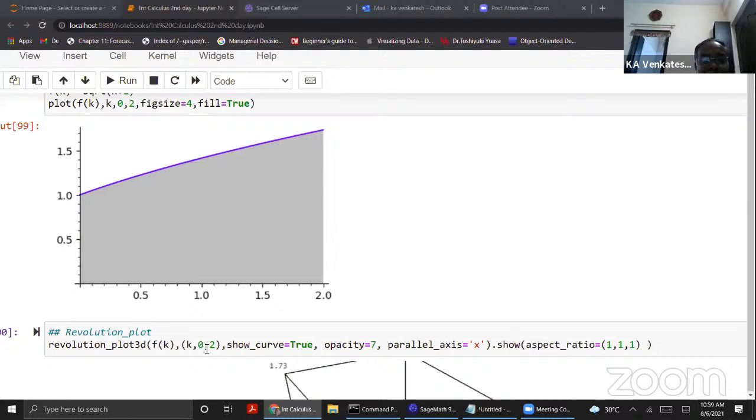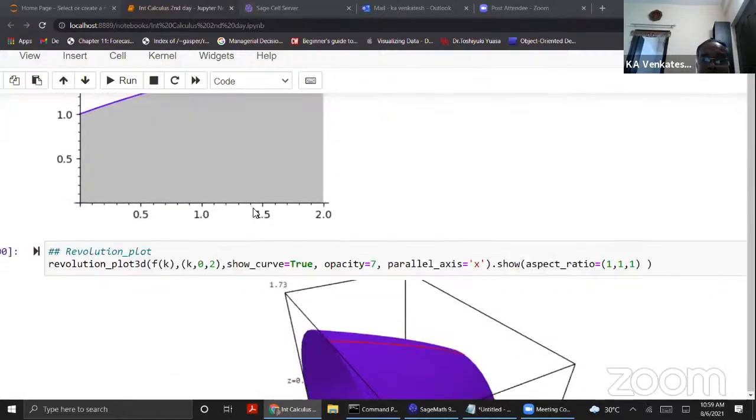The value k takes is between 0 and 1. Now we are asking show curve equal to true. The transparency level, how much you want, you can define with or without that. If you are not defining it, the solid will become gray. To give better visualization, we are defining this one. Then about which axis we are going to revolve, parallel to axis x. The aspect ratio is optional; we are all familiar with aspect ratio in terms of camera and other things.